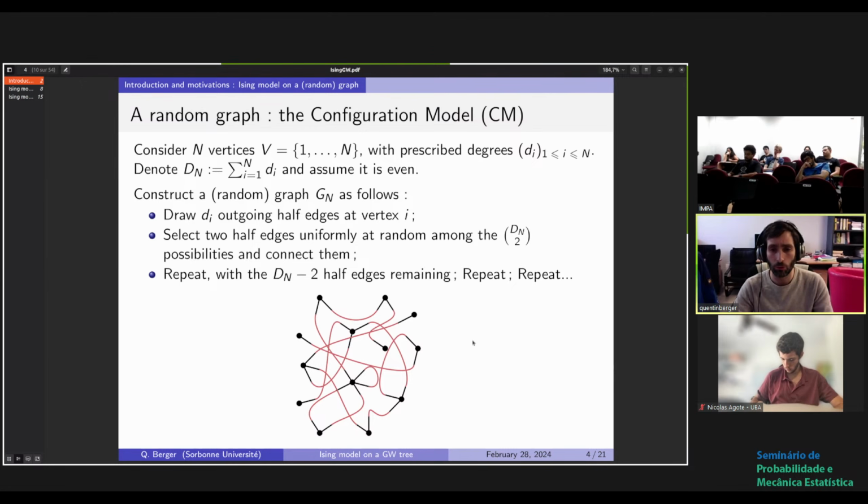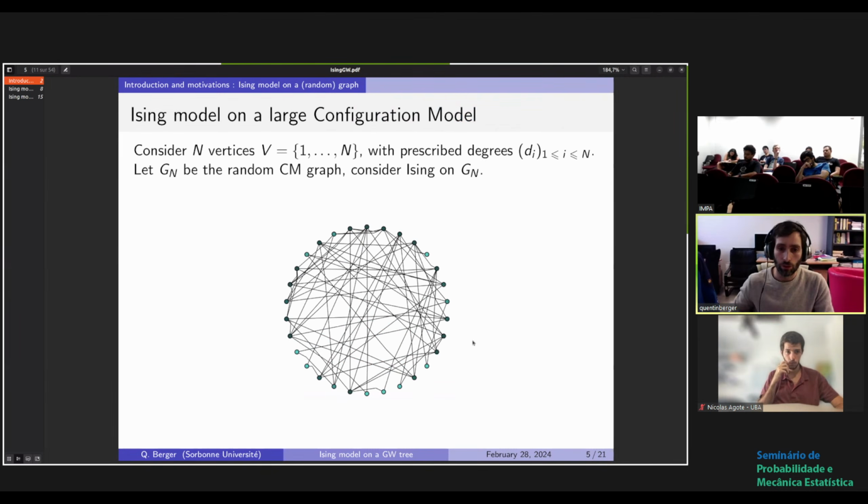So that's the way to construct a random graph, and there's a whole field of probability which studies the properties, like the connectivity properties of these random graphs. And okay, so what is the question we want to ask on the Ising model with that graph? Here is a realization of a configuration model with degrees between, maybe 3 and 6, something like that. And you have the graph and you can put the Ising model on that graph.